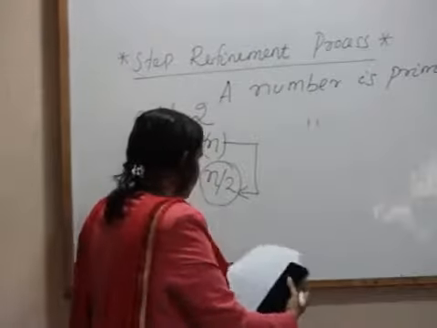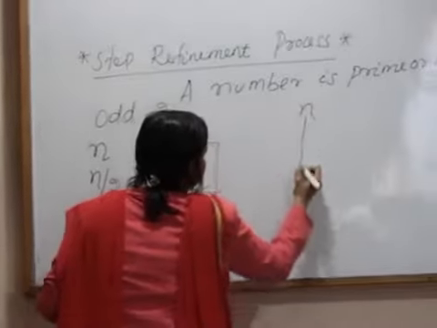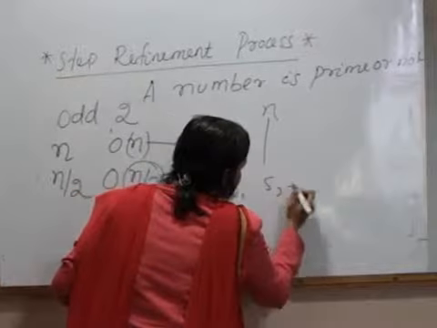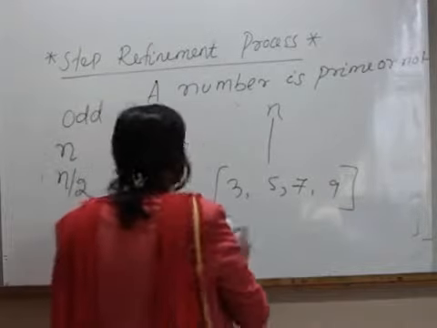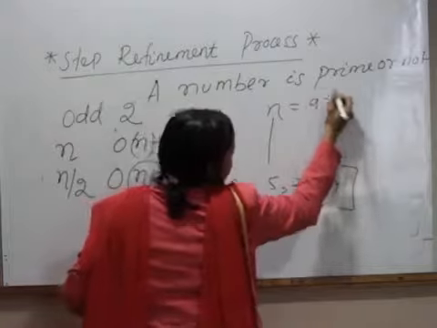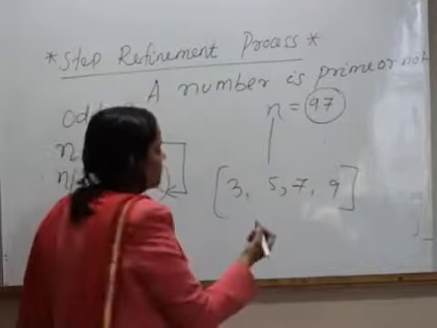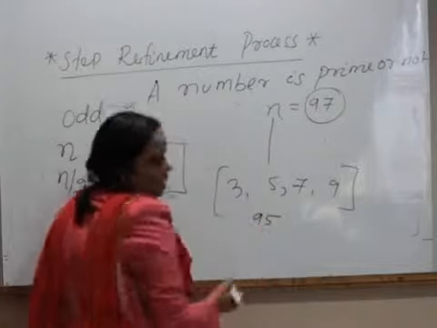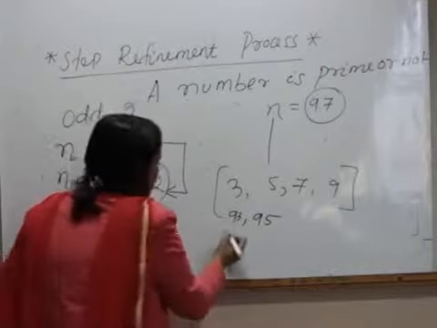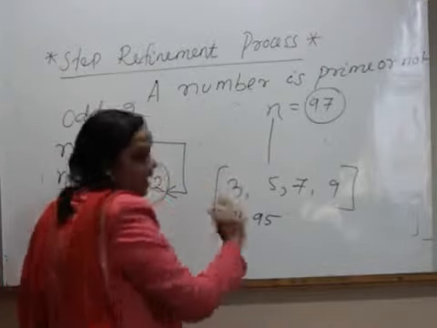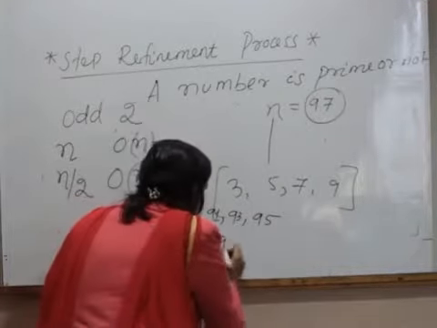Next, if you are taking 3, 5, 7, 9 as the divisors, suppose the number is n equal to 97. Is it possible that 97 will be divisible by 95? I don't think it will be possible. Next 93. Next you can find 91. So where is it possible that 97 can be divided? It will be divided by 2.